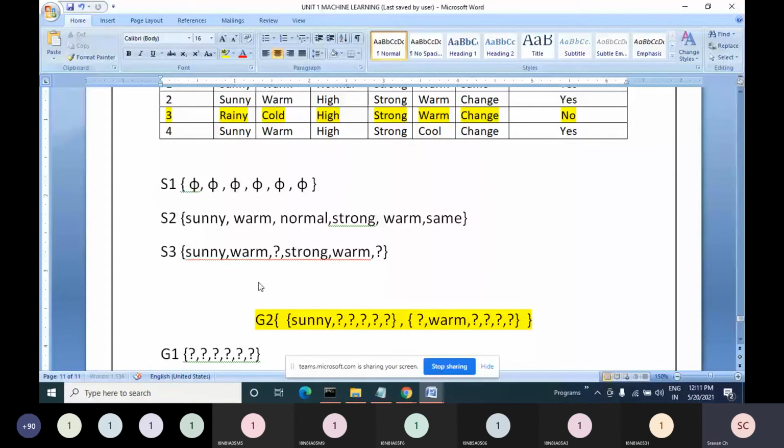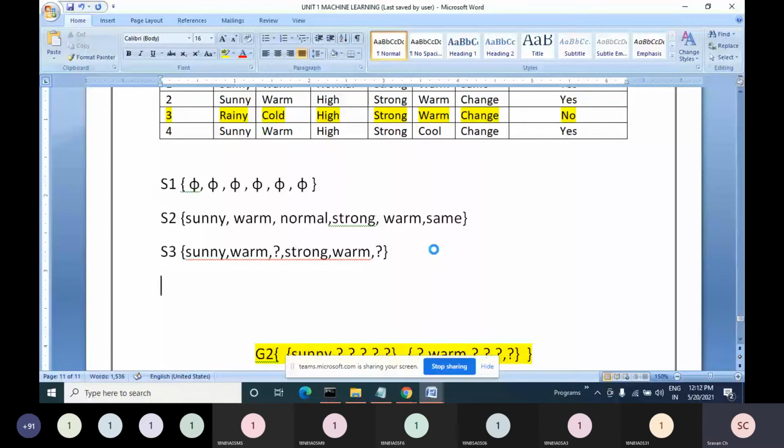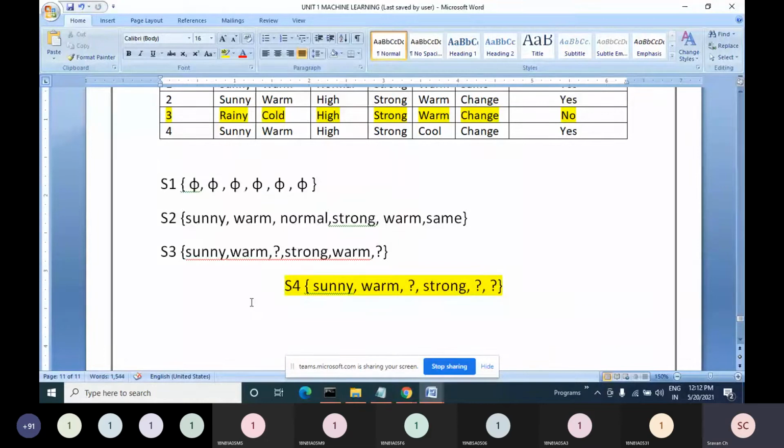What is the fourth record? It is a positive example. If it is a positive example, what will happen? Update your most specific hypothesis. How do you update the most specific hypothesis? So what is my S4? How have I updated it?